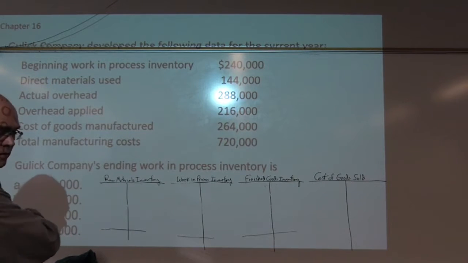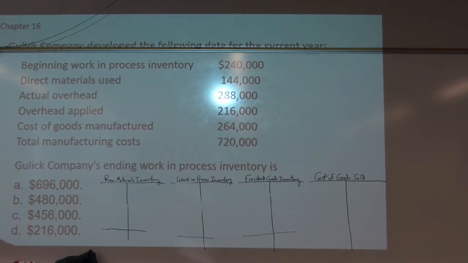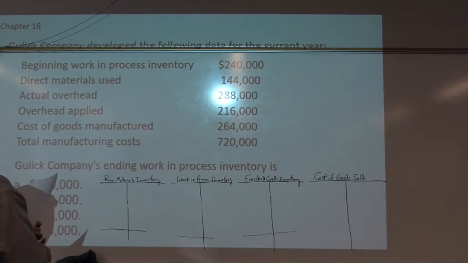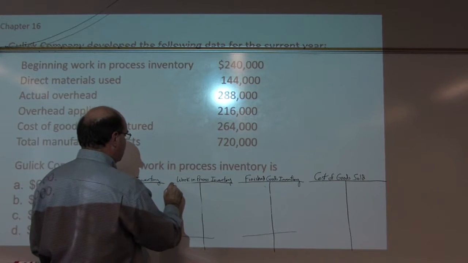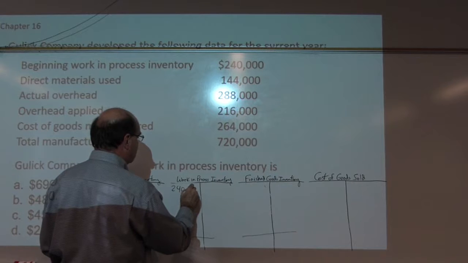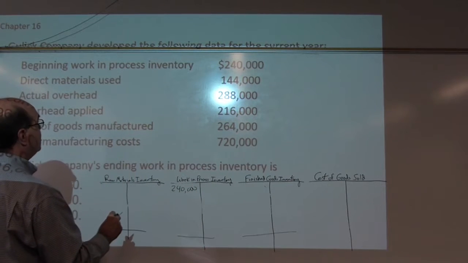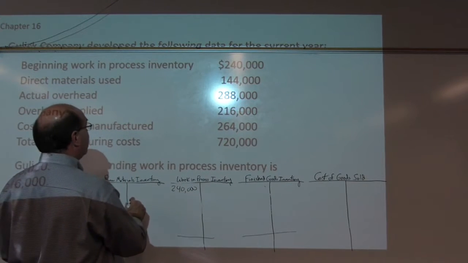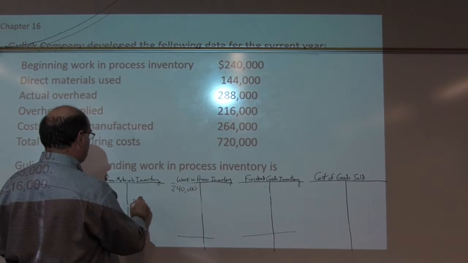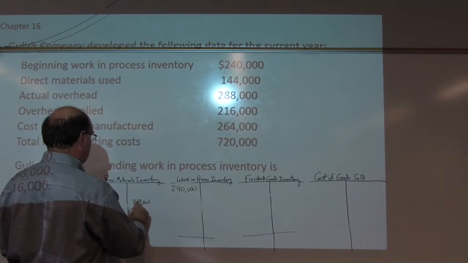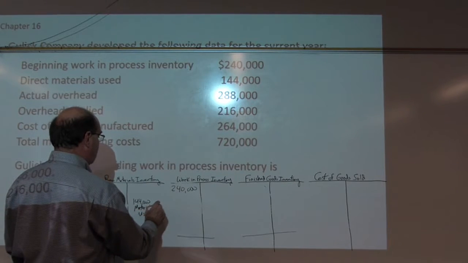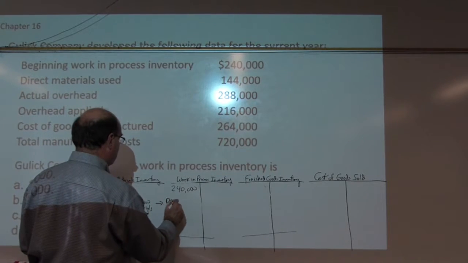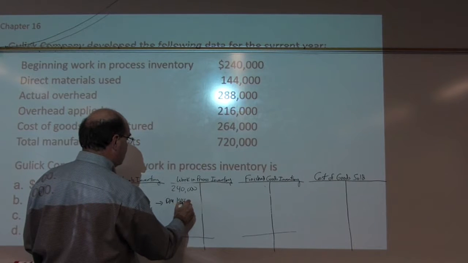Oh my goodness. Can't read that top line. Gulick Company has developed the following data for the current year. So we begin with what we know, fill in the pieces. So beginning work in process is 240,000. Direct materials used, so that's the stuff that came from over here, 144. Materials used. So that's going to come over here and be direct materials into work in process, because that's where it was used.